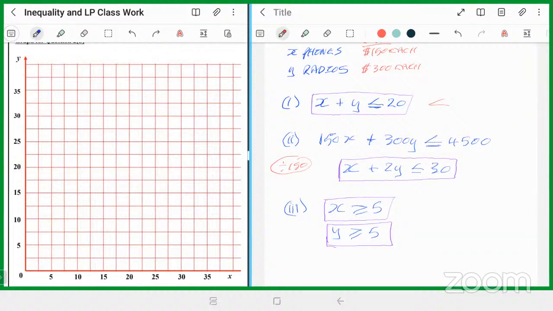A broken line means that points on the line are not valid. The line is not a part of the inequality. It is either you only want the region above a broken line or the region below a broken line. But when the line is solid, it means that points on the line are also valid.